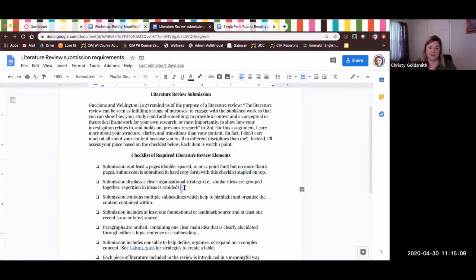But this one, displays a clear organizational strategy, there's a continuum of proficiency on this, right? There are different ways that they could do well and different ways they could do poorly. So that didn't lend itself well to a checklist.